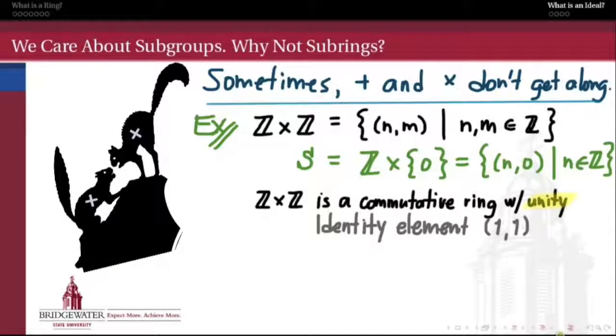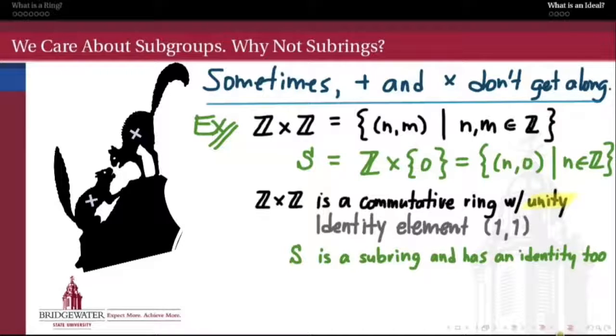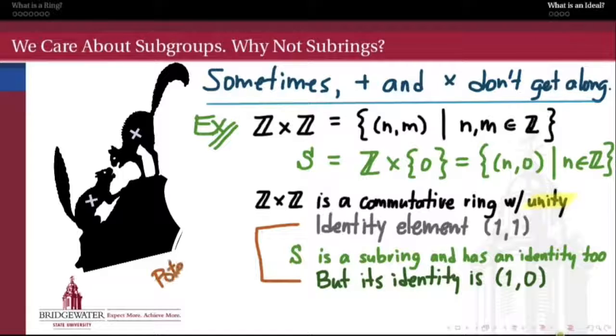Meanwhile, the subring S, it actually is a subring because it's a subset which is itself a ring under the same addition and multiplication operations. It's also a commutative ring. It also has an identity, a multiplicative identity element. But the multiplicative identity element in S is not the same as the multiplicative identity element in the bigger ring Z cross Z. In S, the multiplicative identity element is (1, 0).